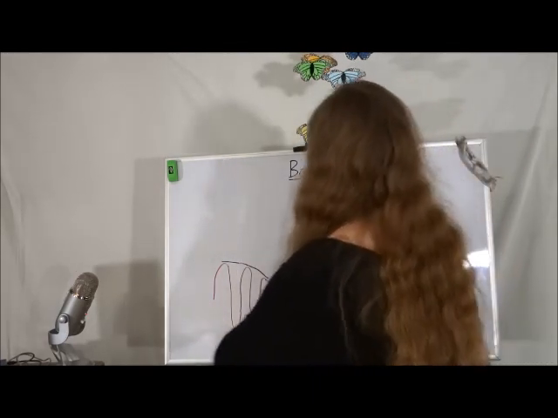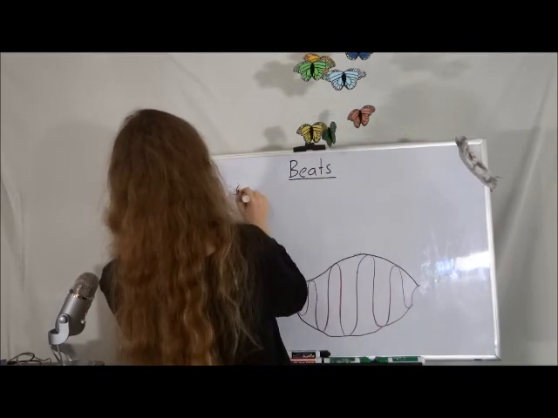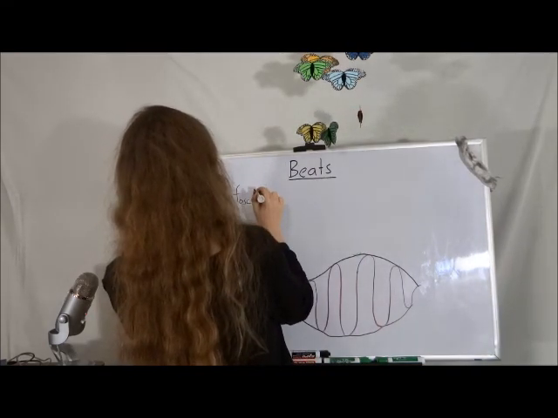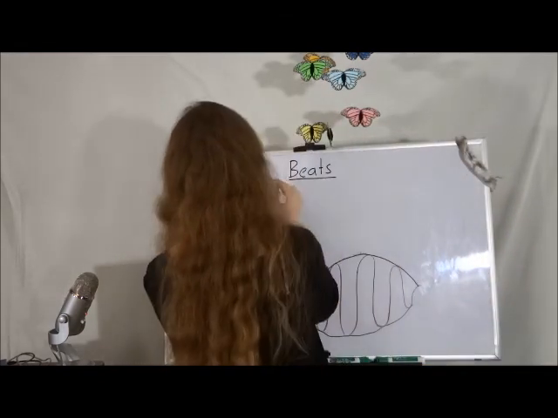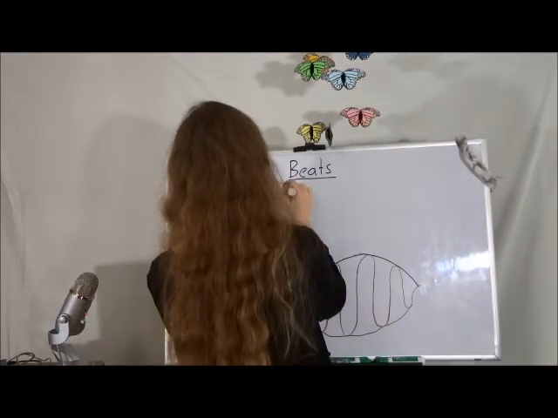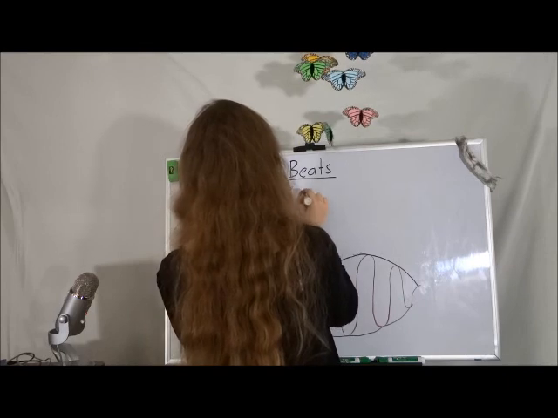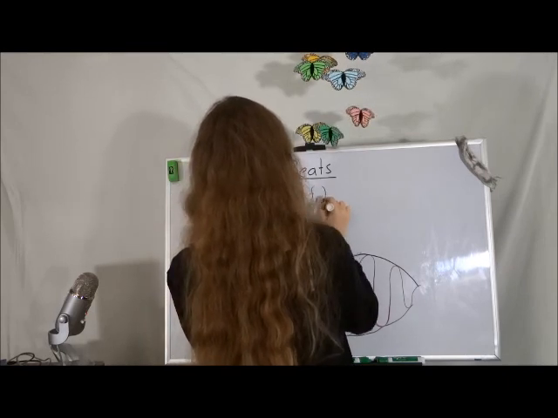So F sub OSC. Our purple lines here, their frequency is 1/2 of frequency 1 plus frequency 2.